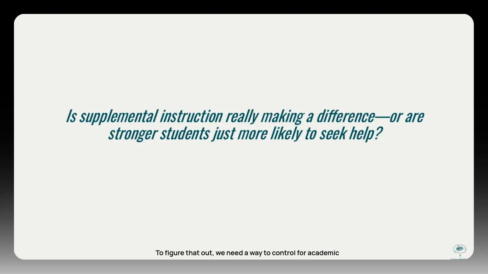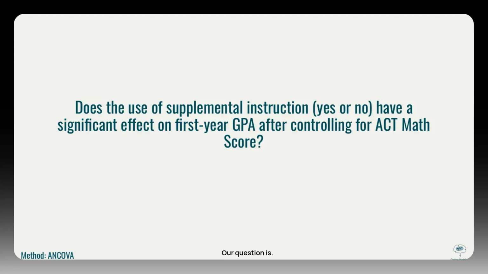To figure that out, we need a way to control for academic preparedness while evaluating the effect of supplemental instruction. That's where analysis of covariance comes in. Our question is, does supplemental instruction actually improve GPA outcomes when we adjust for how prepared students were academically, using ACT math score as a baseline? We're asking whether supplemental instruction still matters after we've statistically leveled the playing field.